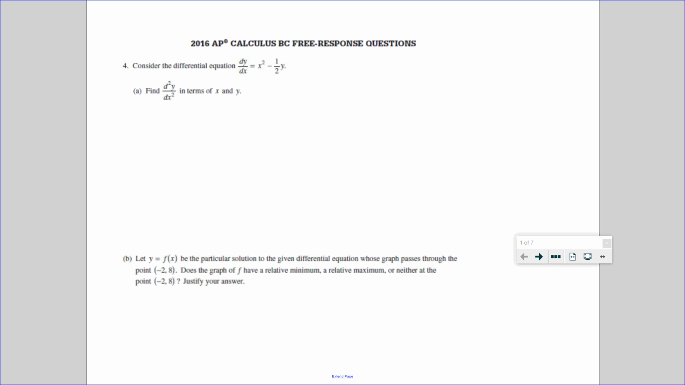First question, part A, says, consider the following differential equation. We want to be able to find the second derivative in terms of x and y. This is going to be implicit because we have both x and y in the function. They've already given us the first derivative, so to take the second derivative, d2y/dx2, is very simple.